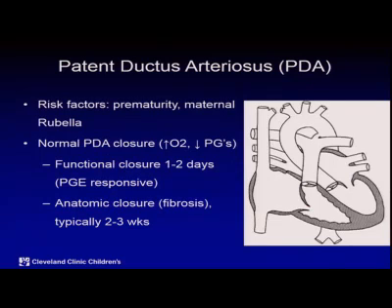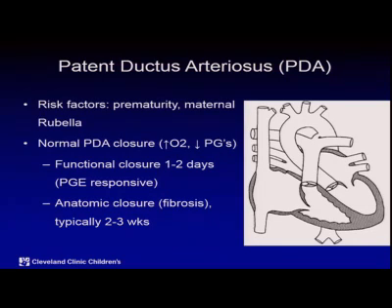PDA, or patent ductus arteriosus, we like 3-letter words in cardiology. So the next 3-letter word is PDA. Risk factors are prematurity and maternal rubella for the boards exam. Normal PDA closure happens as the oxygen tension increases and prostaglandins drop after birth. You initially have a functional closure, and then it really seals shut with fibrosis.